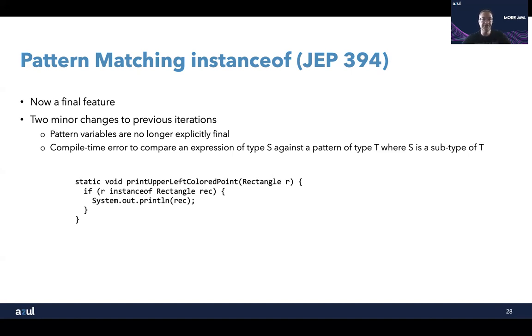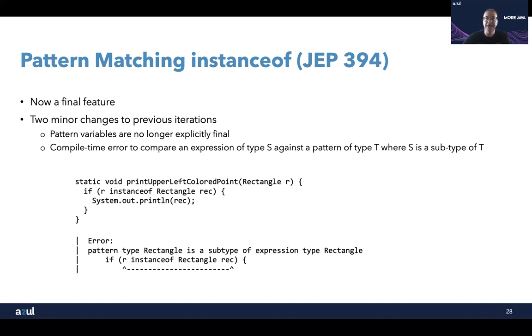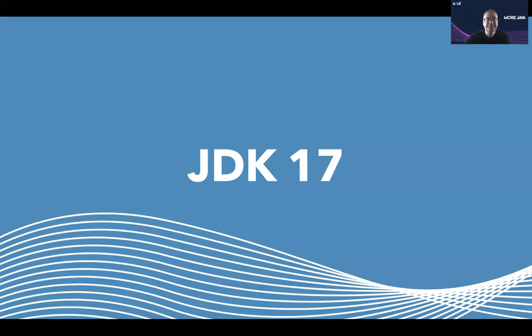I say if our instance of rectangle rec, then print out what the rectangle is. Obviously, I'm passing a rectangle in, so this is a redundant test. It's always going to be a rectangle, so why am I doing this? And the compiler will reject that now. It will say, no, sorry, rectangle is a subtype of rectangle, which it is, so you can't do that.